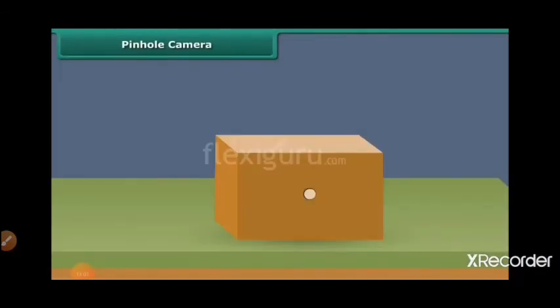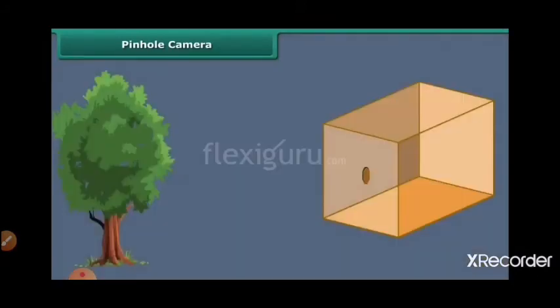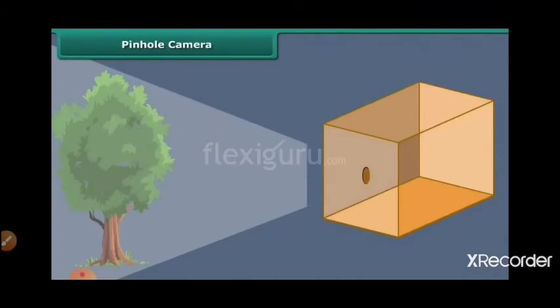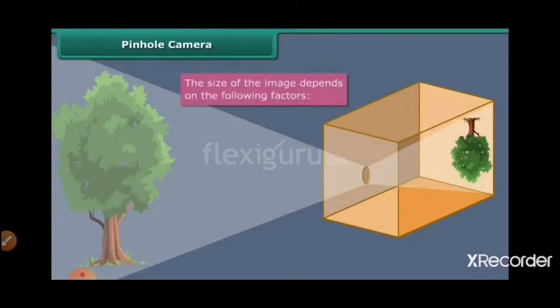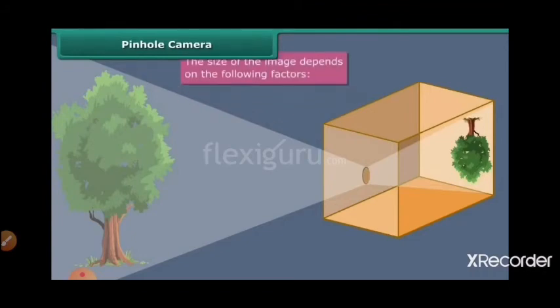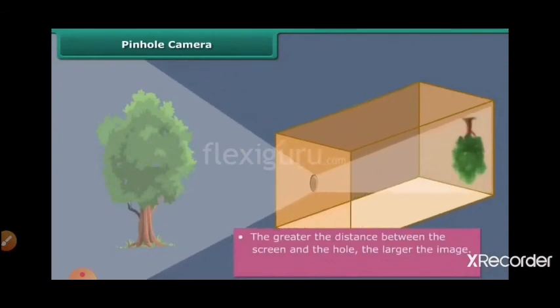So like this, you take one cardboard sheet and make a transparent paper in one side. On the opposite side you make a small hole, and your pinhole camera is ready. Keep it on the object side, and you can observe the inverted image of that object on the screen you placed. The size of the image depends on the following factors: the greater the distance between the screen and the hole, the larger the image.